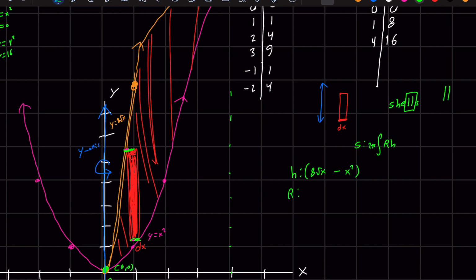Now for the radius, the good thing about radius for shells is that it's always going to involve either just the x variable or just the y variable. Everything we're doing here is in terms of x, right? Because we're in dx. So we're not going to use the y variable.